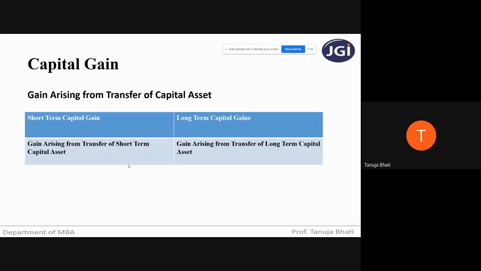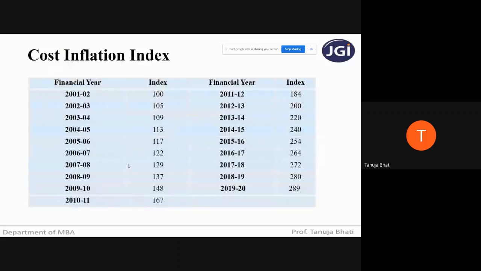We know there are two types of capital gain, short-term capital gain and long-term capital gain. A particular gain is categorized as a short-term capital gain when the gain is arising from transfer of short-term capital asset. Similarly, if you are transferring a long-term capital asset and if you are gaining from that transfer, it is said to be a long-term capital gain. This is cost inflation index, which is needed in those situations where there is a long-term capital gain, because in case of long-term capital gain, there is indexation benefit given, and that is where we use this cost inflation index.